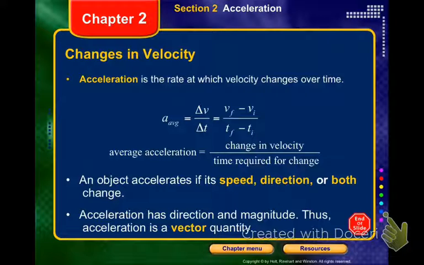So if you have velocity or can find velocity, then you plug velocity into acceleration, still over the time change. And that second bullet is telling you what can change your acceleration. If you have a change in speed, direction, or both, then you change your acceleration. And acceleration is a vector quantity because it also has to include direction.